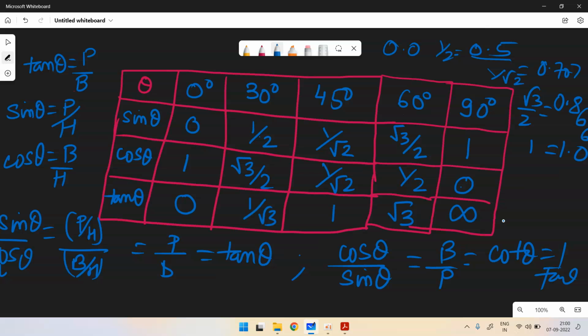Now if you see the value of cos theta, this was 1, then root 3 by 2, that is 0.866, then 0.707, then 0.5, and then 0. This is my decreasing function.